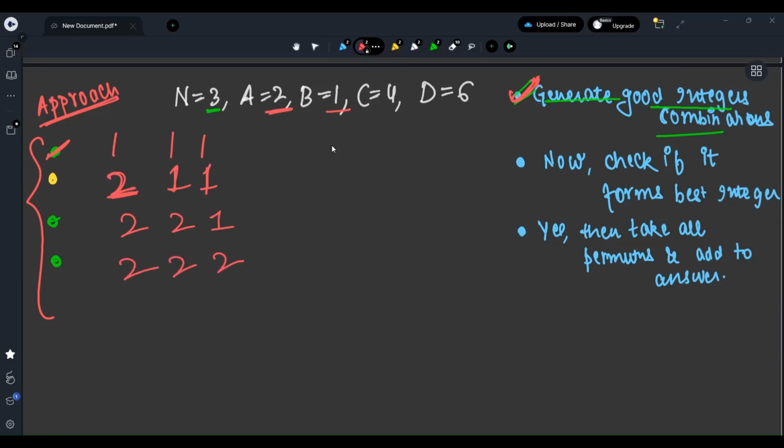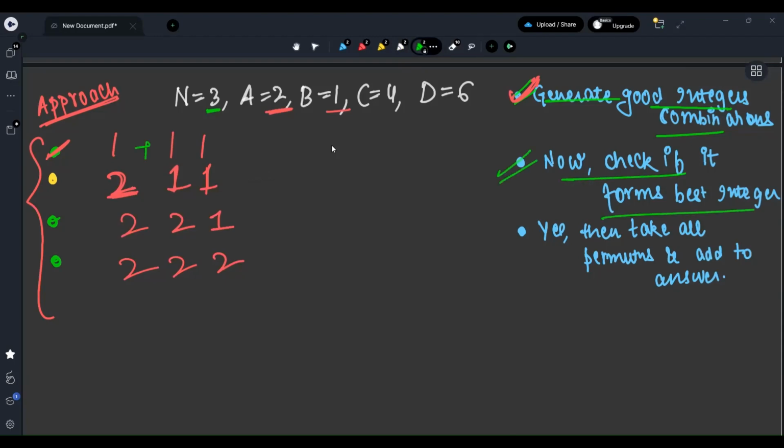So I have taken only combinations, not arrangements currently. That means I can rearrange like 1, 2, 1, or 2, 1, 1, or anything. Just don't think about that. Just think like this only. Okay. Now, my next task is to check if it forms a best integer.